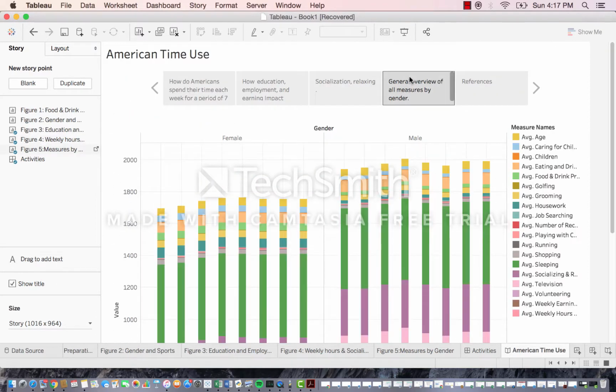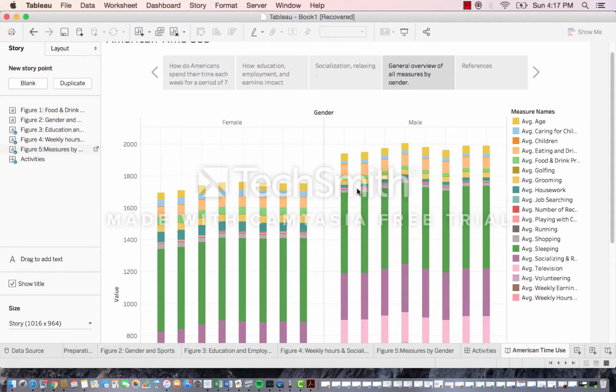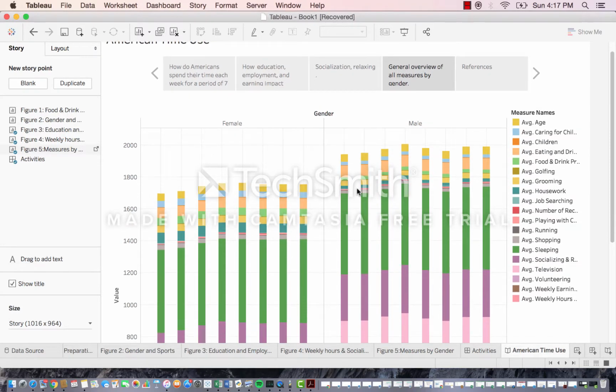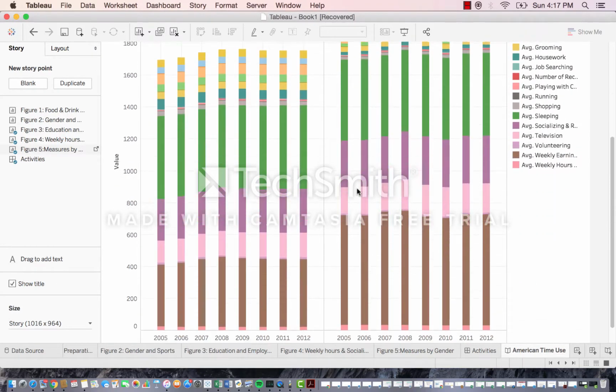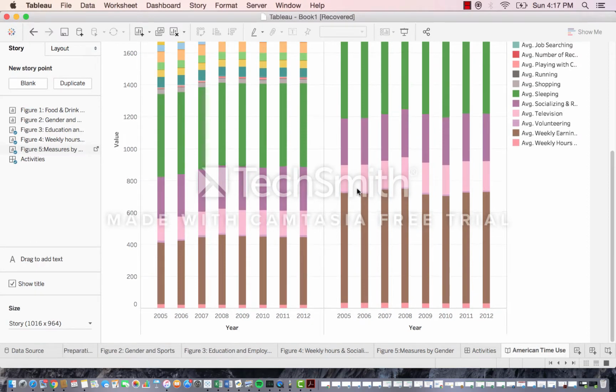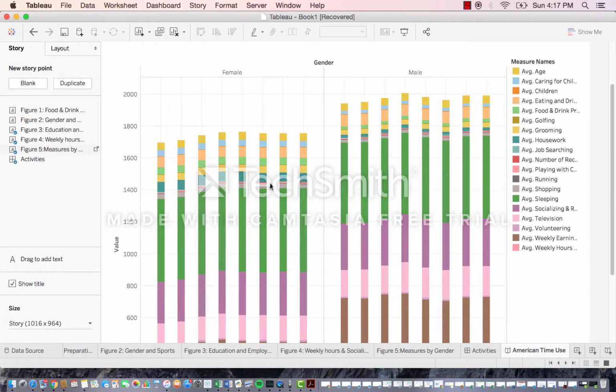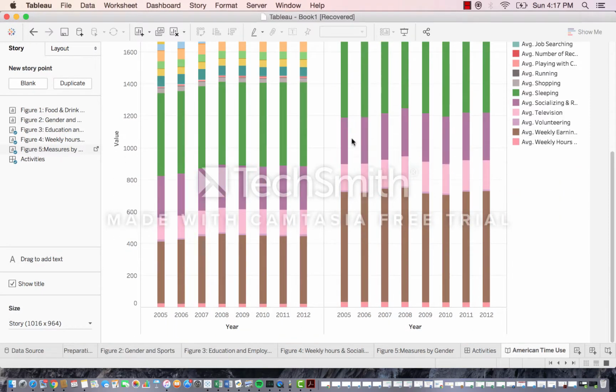The last graph we're looking at is a general overview of my measures grouped by gender. So this bar chart is showing a general overview of my data and how it impacts American time use. As you can see, it's pretty evident that females spend a lot more time on activities like housework, food and drink preparation, and caring for children compared to males. And it's also evident that males earn more than females and work more weekly hours than females.